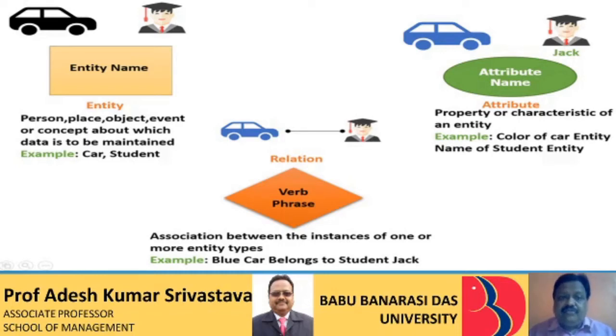Now what are attributes? These attributes are properties or characteristics of an entity. For example, the color of the car, the name of the student, his date of birth, the model of the car, the make of the car. Sorry, I'm sorry, these are attributes. So the name of the student entity and the model of the car entity, the color of the car entity: these are attributes of entities.